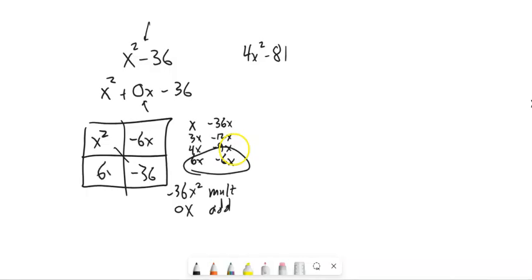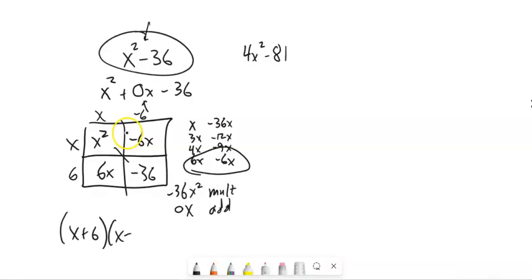So that they would add to 0. So I'll put one here, I'll put one here. Look across here, I got an x. Look down here, I got an x. I've got a 6 here, I've got a negative 6 here. So this factors to x plus 6 times x minus 6. Which makes sense to me, because when I multiply it out, 6 times x is 6x. Negative 6 times x is negative 6x. These have to be like opposites to make a 0.